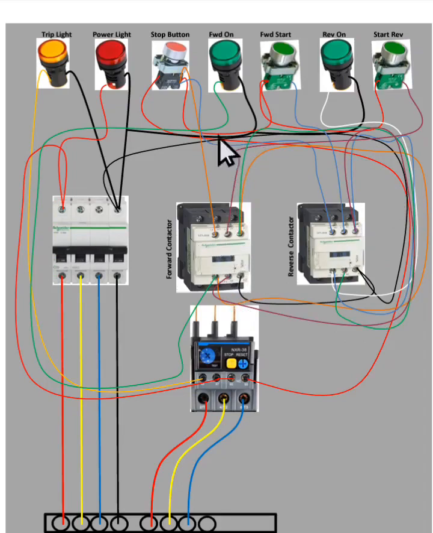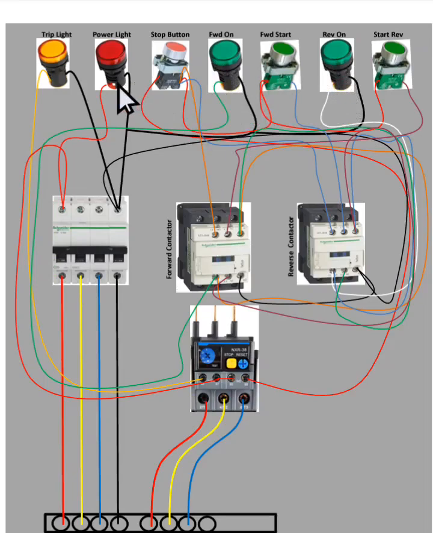This side, the indicators: the forward on and the reverse on. When this contactor is on, the lamp comes on, telling us that it is in the forward direction. It is wired from the normally open contact of the contactor. When the contactor is energized, the normally open contact becomes closed. That's when this light will come on. Same thing applies to the reverse contactor. Let's trace the wire.